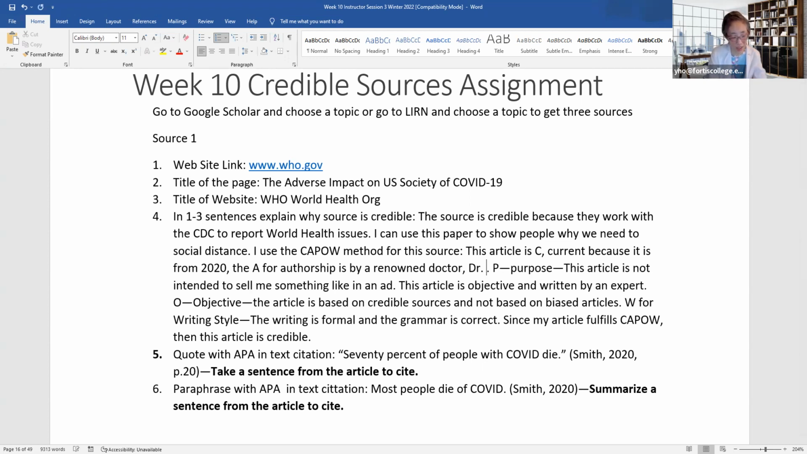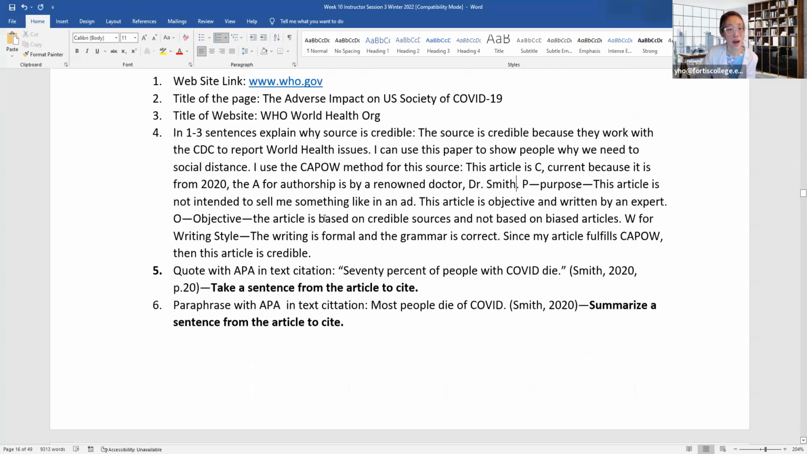Then you're going to go through the whole thing. I changed this in the other one. Here you have C-A-P-O-W, and then here you have why it's credible. And here is where people get confused. When it says quote with APA in-text citation, they're asking for a direct quote. This is not clearly stated, but when you do your worksheet, they're asking for a direct quote.